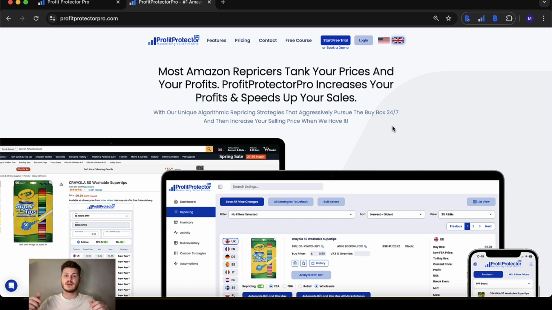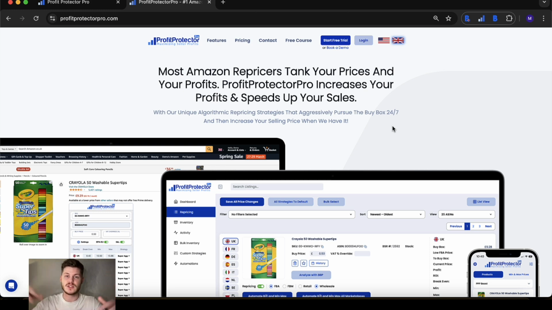which in effect is a very good thing, because anyone that tries to take that listing and bring that price down, Profit Protector Pro will grab that buy box from them and pump that price up. So if anything, it's like an anti-tanker: it does the complete opposite, bumps that price up instead of down. So that in a nutshell is what Profit Protector Pro is.